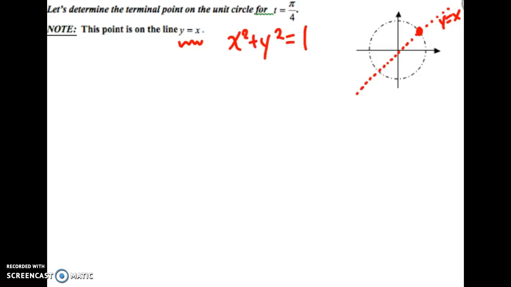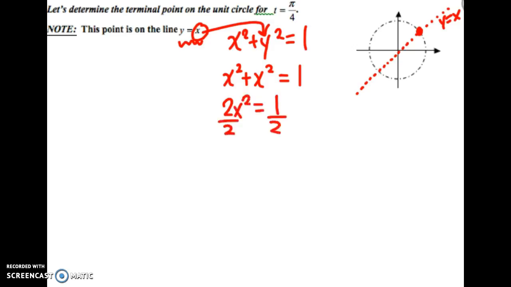But since we know that y equals x, then we're just going to do a simple substitution. We're going to say, okay, let's plug x in for y. So then this gives us x squared plus x squared equals 1. Well, now that we have an equation with just one variable, we can easily solve. Combine like terms, x squared plus x squared is 2x squared equals 1. Divide both sides by 2. This gives me x squared equals 1/2. And now I'm going to square root both sides of my equation.